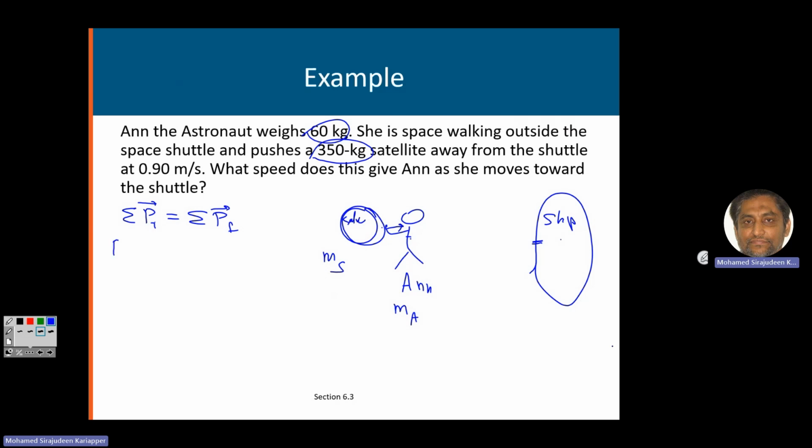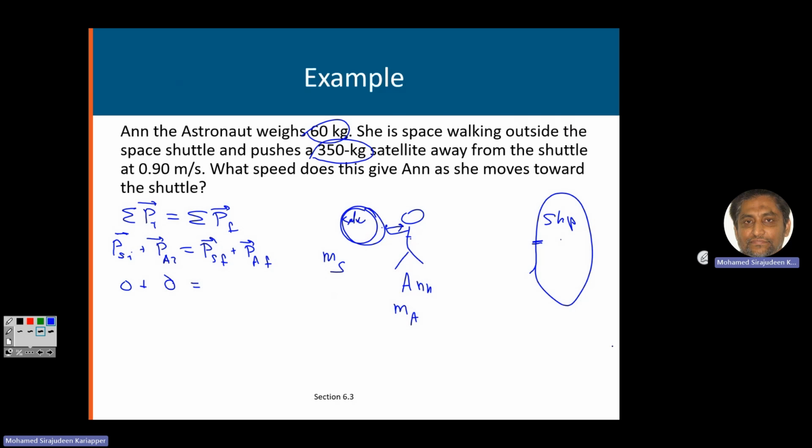So initially, we have the satellite's initial momentum plus the astronaut's initial momentum. They are both zero, right? Initially, they are at rest. This is equal to momentum of the satellite final plus P astronaut final. This is zero because the velocity is zero. This is also zero because the velocity is zero. Then the astronaut gives a velocity to the satellite by pushing it to the left.